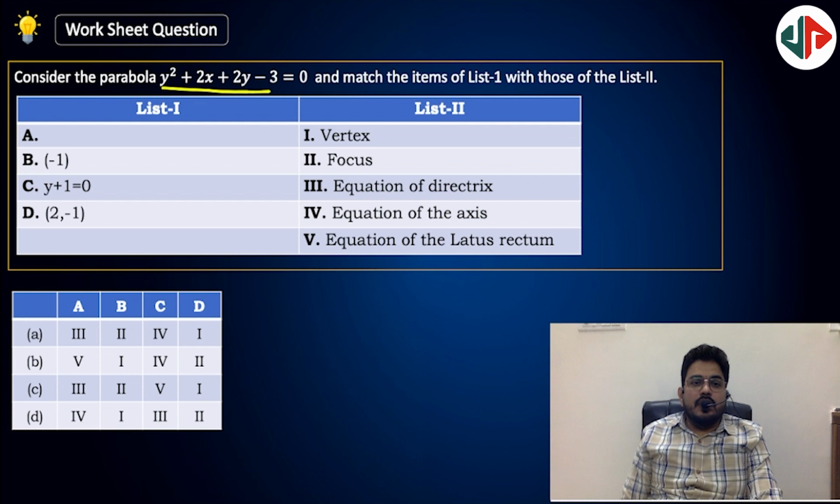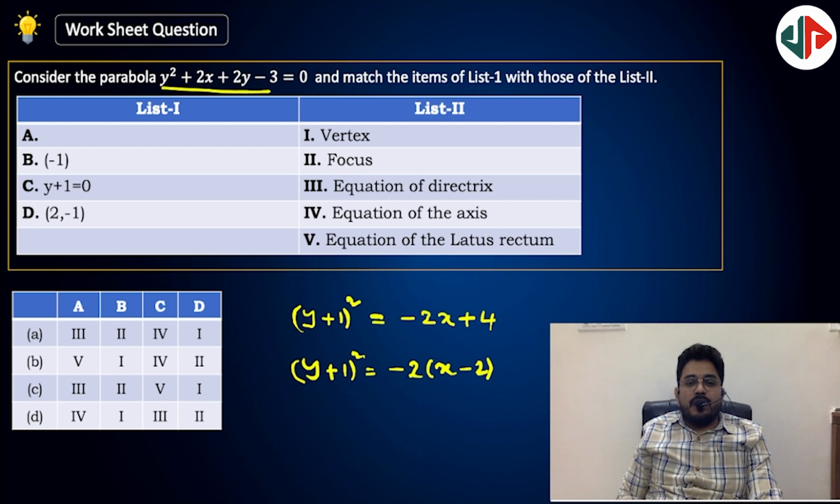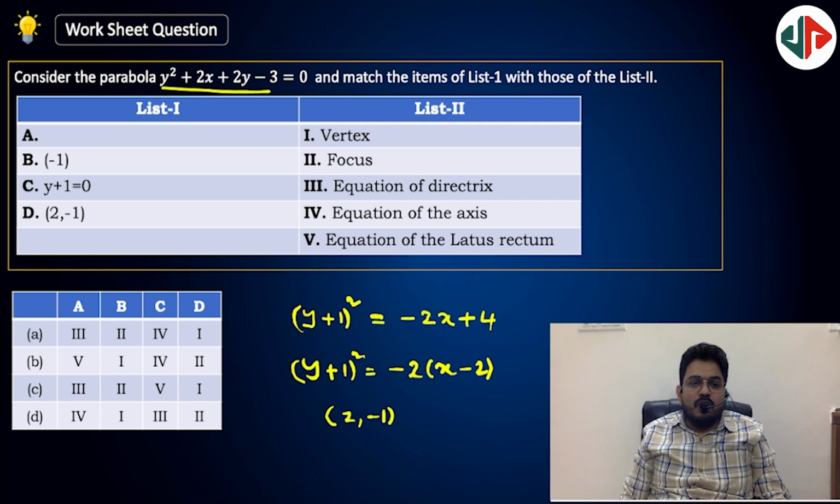Okay. So this equation is (y+1)² = -2x + 4. So this is (y+1)² = -2(x-2). So the vertex is (2, -1). The vertex is (2, -1), and it is mapped with option 1.